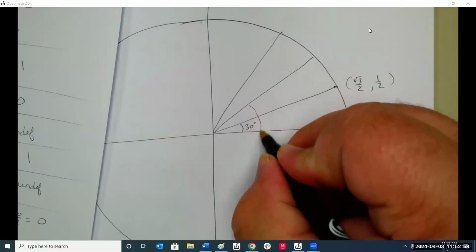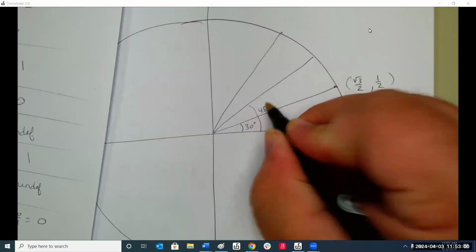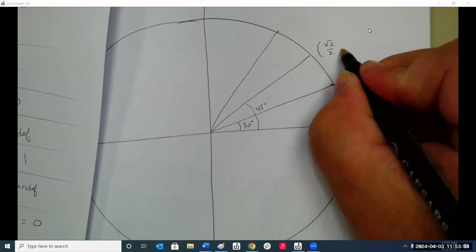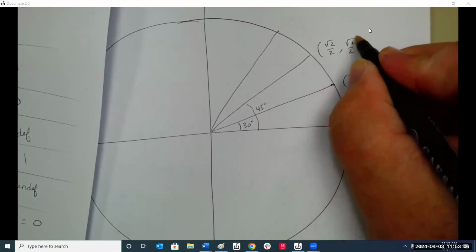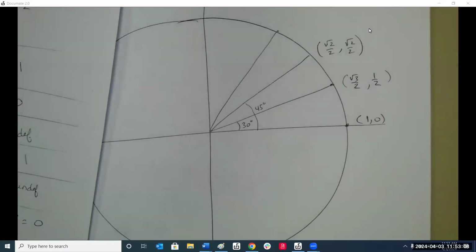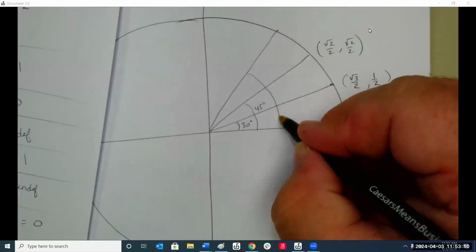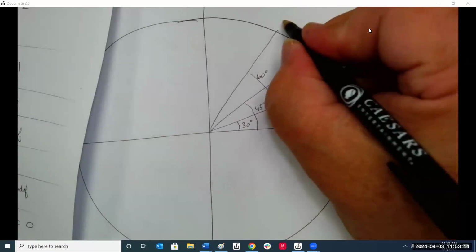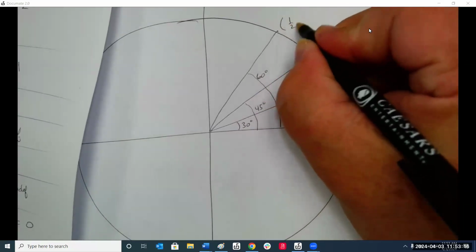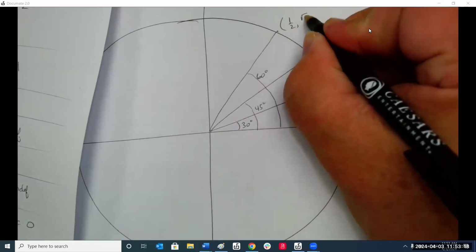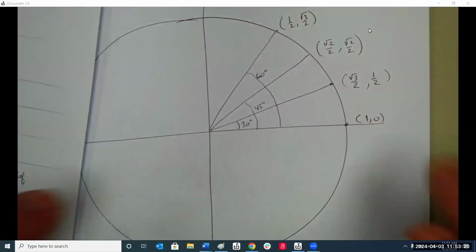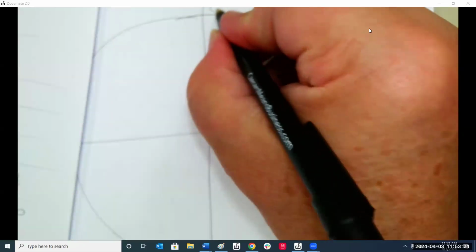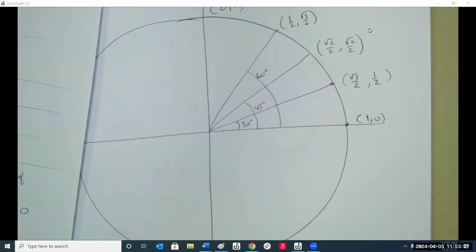At 45 degrees, they're both radical 2 over 2. At 60 degrees, we have 1/2, radical 3 over 2. Notice how they switch sides. And then here we have 0, 1.